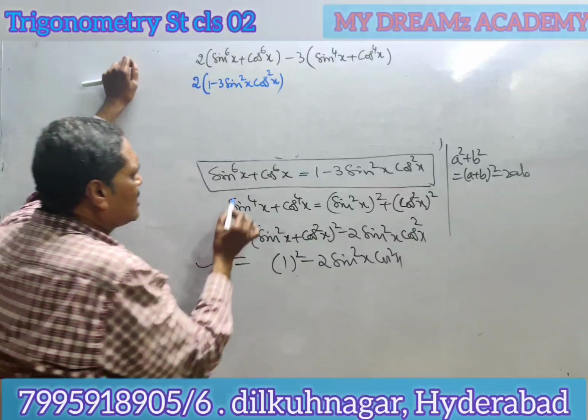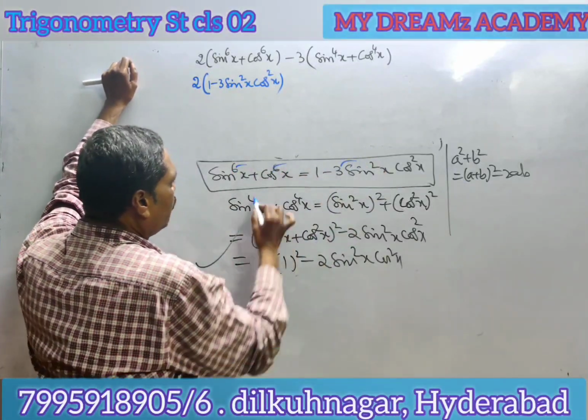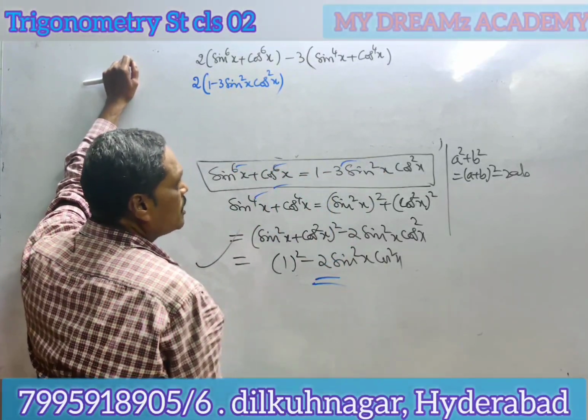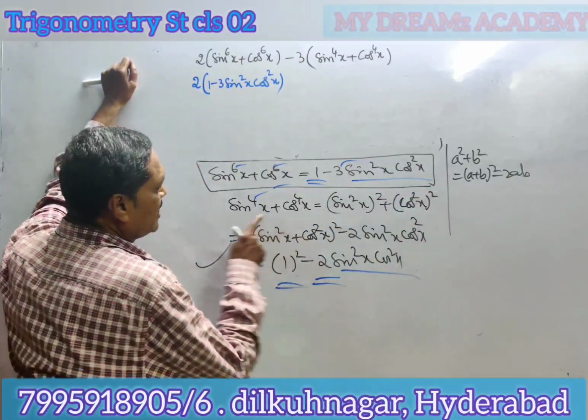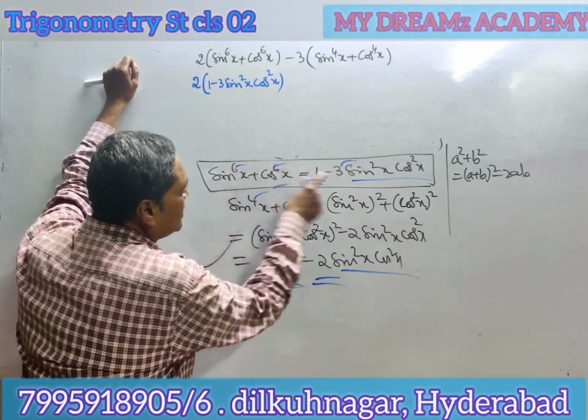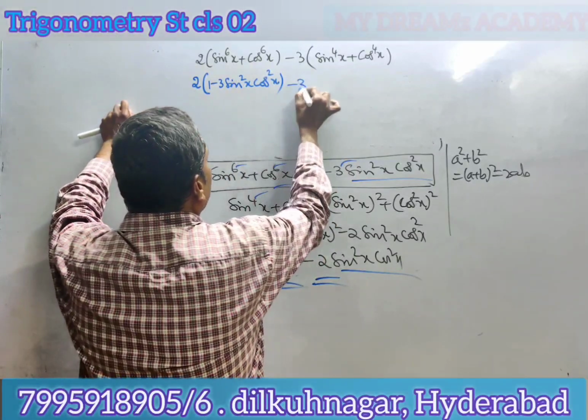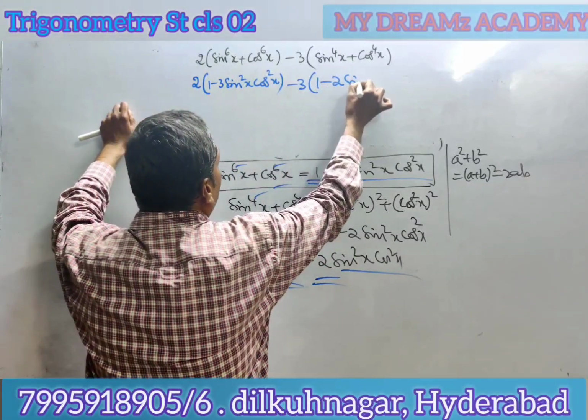Here you can remember like this: 6 you will get 3, 4 you will get 2. Same, 1 minus sine square cos square, same. If it is 4, 2 you will get. If it is 6, 3 you will get. Minus 3 into 1 minus 2 sine square cos square.